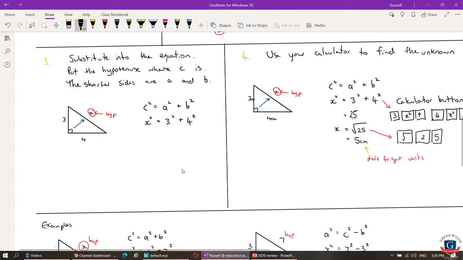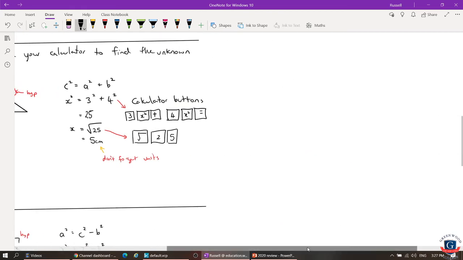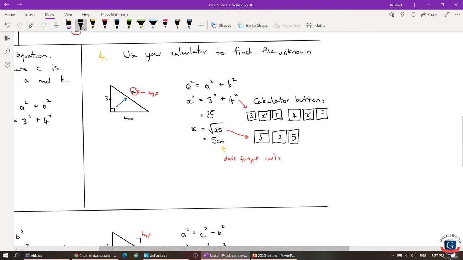So in the third step, we will substitute into our equation that we did before. We'll put the x where the c is, we'll put 3 on one of the shorter sides and 4 on the other one, and we'll get this equation here. Once we get to this step, it really is just button pushing. So then we go to our calculator, and put that line of working into a calculator.